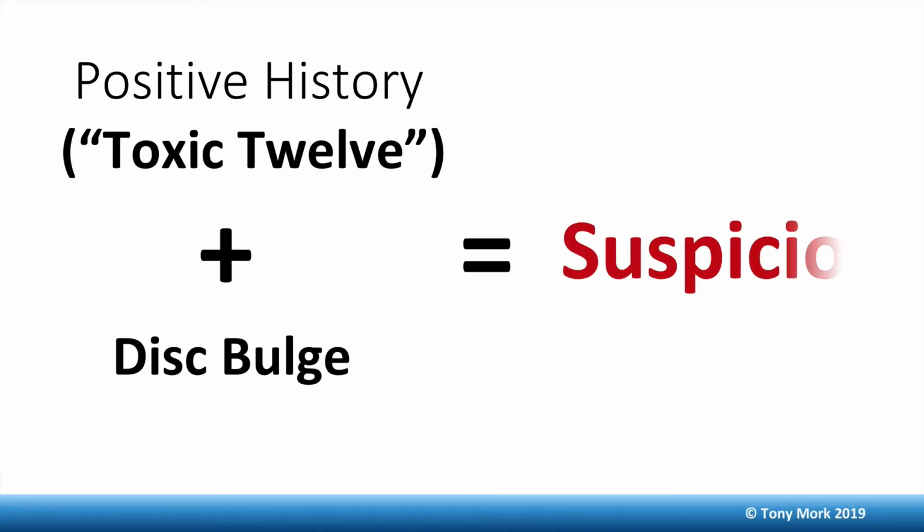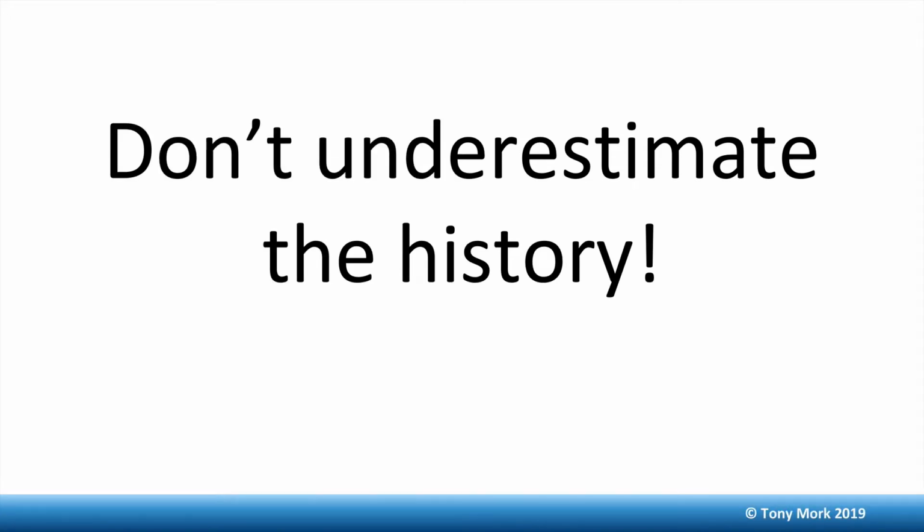As I talked about in the first video, a positive history, any of the questions of the Toxic 12, gives you a little indication that you may be dealing with an annular tear. When you combine that with a disc bulge on the MRI scan, you should be developing a higher index of suspicion that that might be the problem. So don't underestimate the history. It's very important for annular tears, almost more than anything else I can think of with respect to back pain.